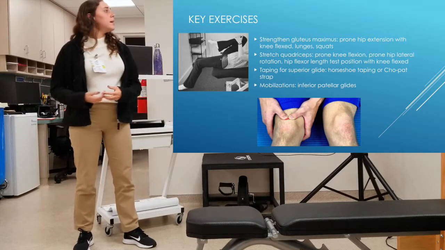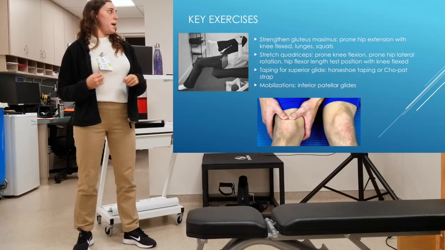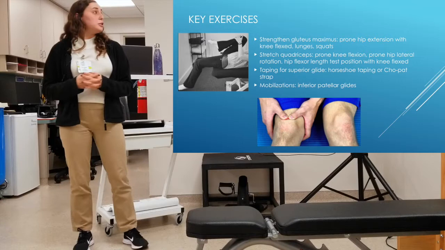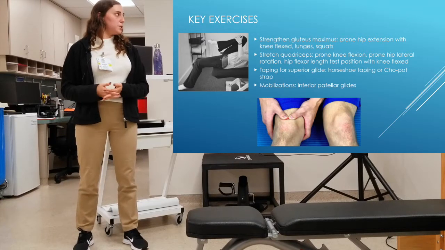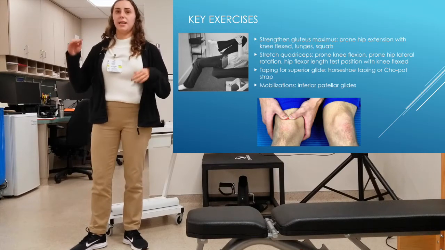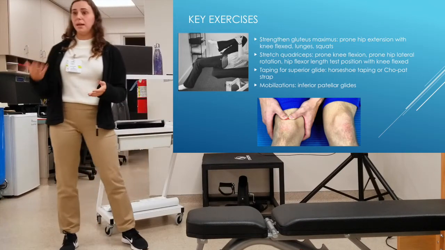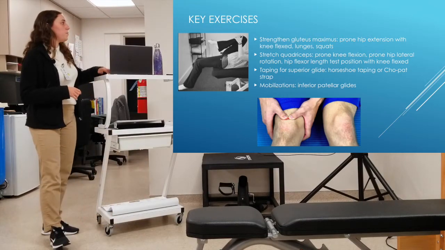Taping, you would want to tape for the superior glide, so either horseshoe taping or Shop-Pat strap. I don't really do a lot of taping, but those are options. And then you can inferiorly glide the patella to try to get it to sit in a more inferior position if they do present with that patella alta and that superior patella.